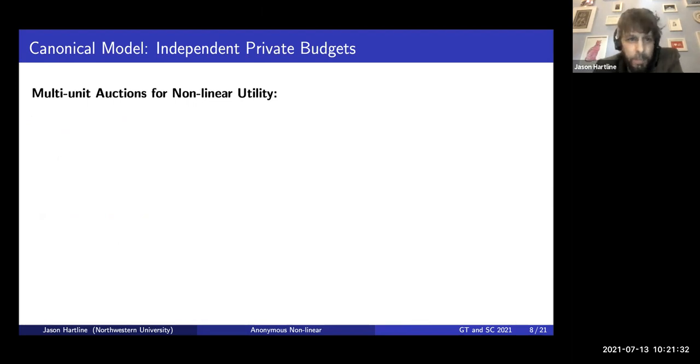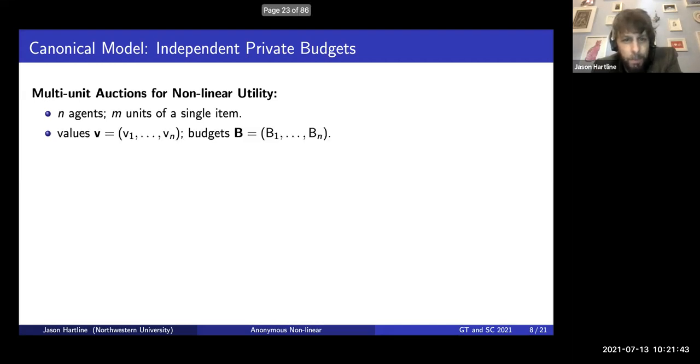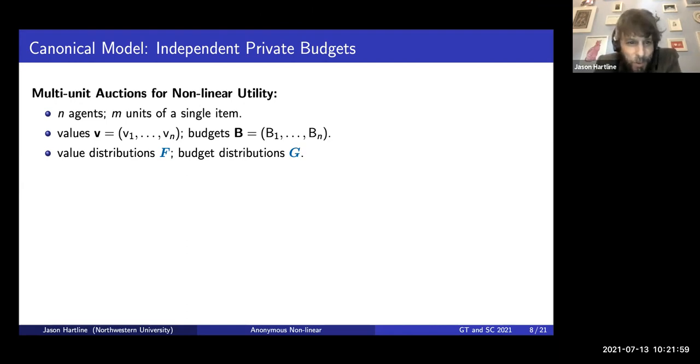Okay, so let's jump into one of the canonical models of nonlinearity, which is this independent private budgets model. Imagine you've got n agents and you have m units of a single item. This is the multi-unit setting. The agents will have values: v_i will be the value of agent i, and b_i will be the budget of agent i. We're doing Bayesian mechanism design, so we'll assume that these values are drawn from a distribution F, and these budgets are drawn from distribution G. And we're going to assume that everything is independent. So the agents are independent of each other, and each agent's value is independent of their budget.